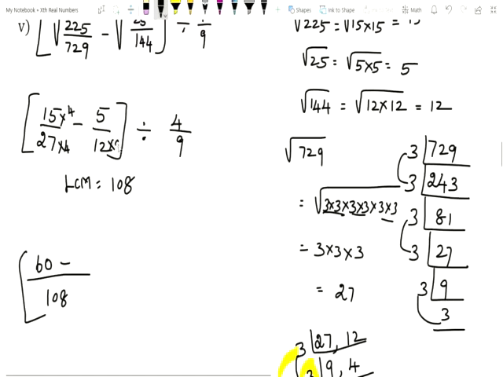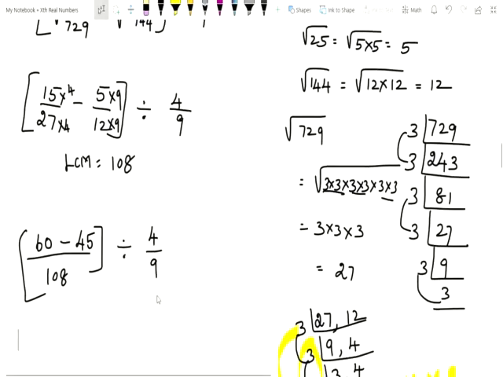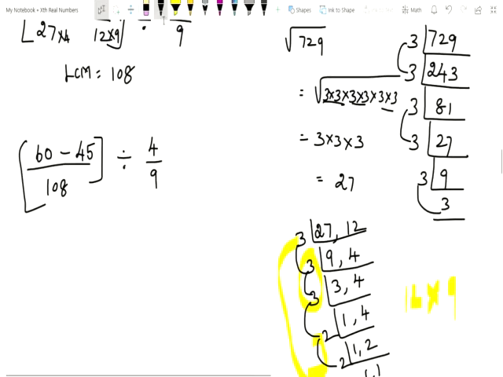So here into 9. 5 9s are 45. Divided by 4 by 9. First you simplify this. 60 minus 45 you get 15 by 108 divided by 4 by 9. Here is any other simplification there? 5 3s are 15, 3 3s are 9, 6 3s are 18. Okay. So now 5 by 36.